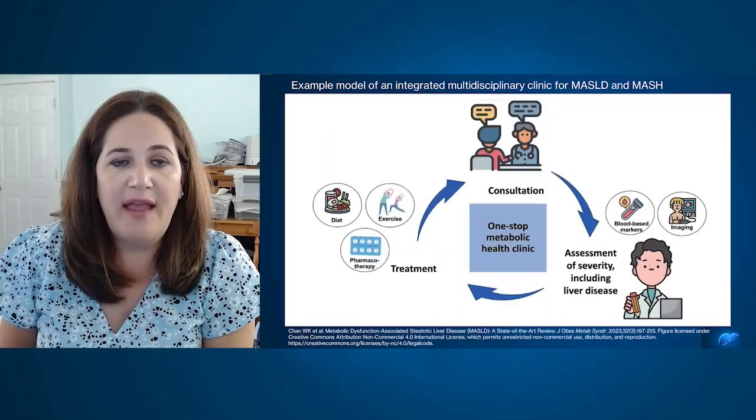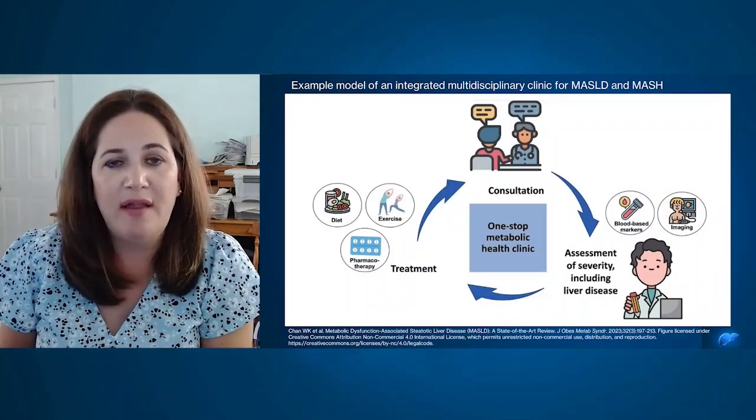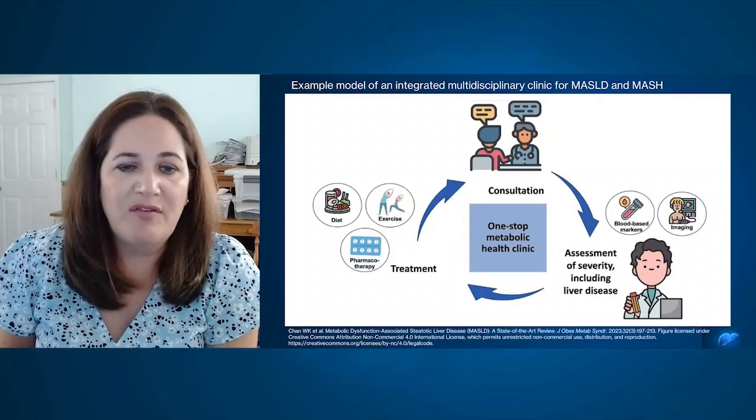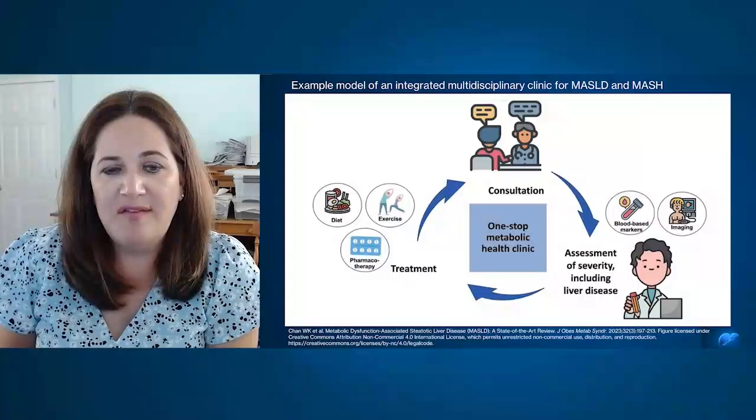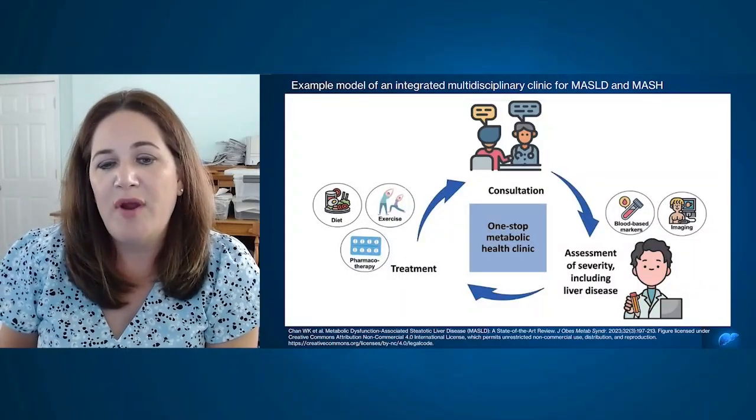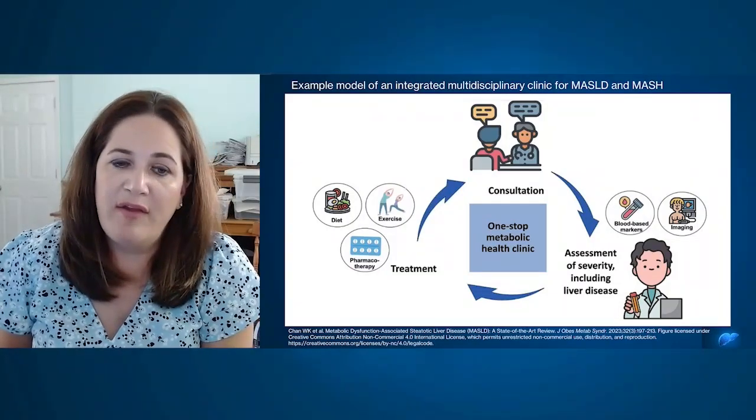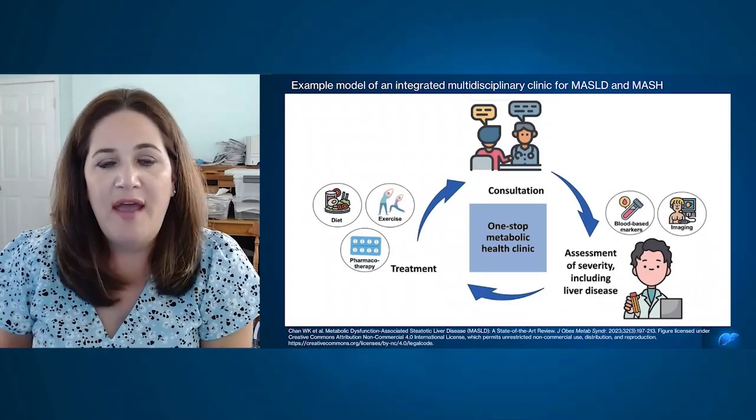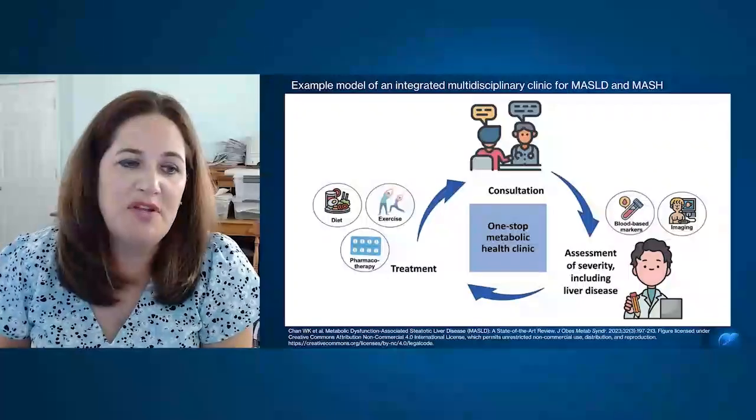So what does that look like? This is an example of an integrated multidisciplinary clinic for MASH and MASLD. So we'll start here at the top center with the consultation. At the consultation, the provider will look and see what the severity of illness is, get some blood work, look at some more imaging studies, and then go through and figure out what are those diagnoses, whether the patient has diabetes, does the patient have hyperlipidemia, and then look at treatment. What treatment options are there?